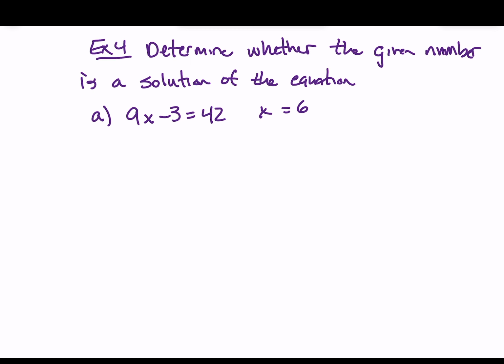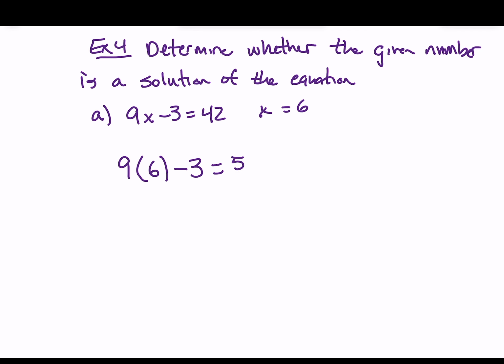Okay, in this example, we want to determine whether the given number is a solution of the equation. So in part A, we have 9x minus 3 equals 42, and we get x is equal to 6. We want to check to see if x equals 6 is a solution. So we plug in 6 everywhere we see an x. And so we get 9x minus 3, or 9 times 6 minus 3. 9 times 6 is 54. Minus 3. 54 minus 3 is 51.